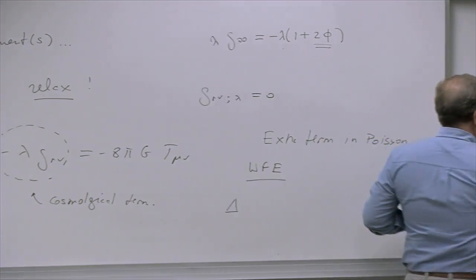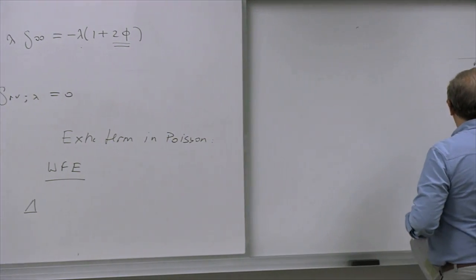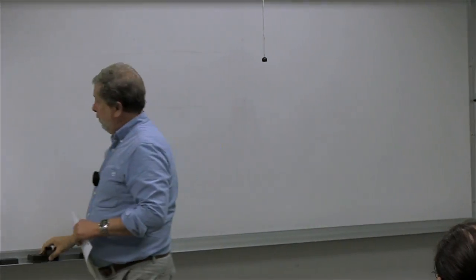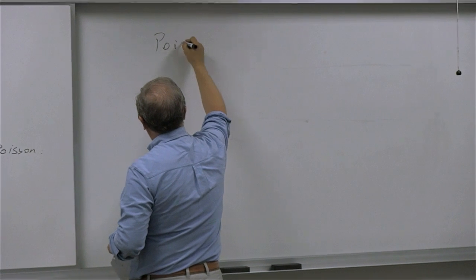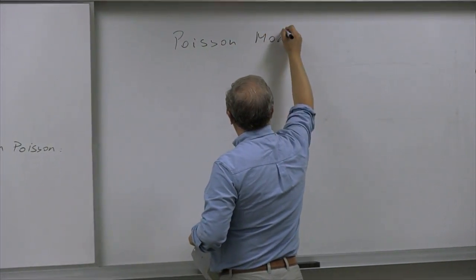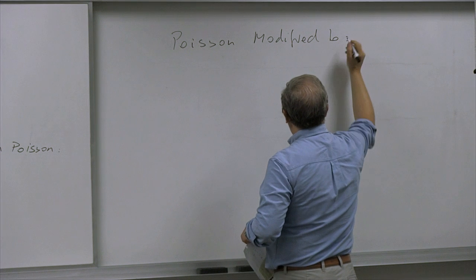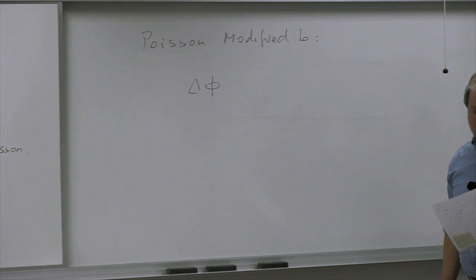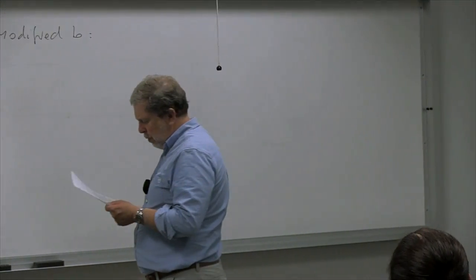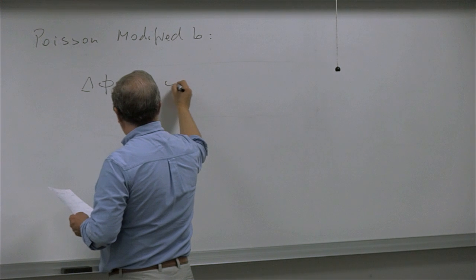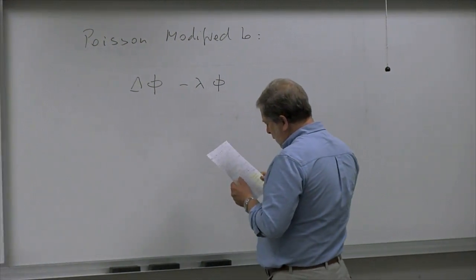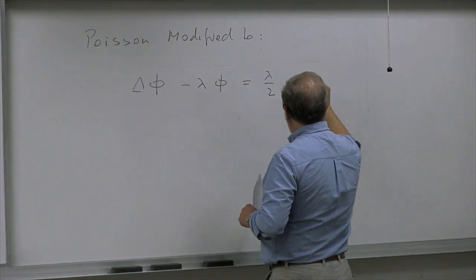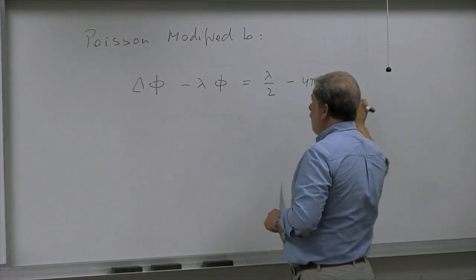And then you find that in that limit the Poisson equation becomes, let me write it over on this blackboard because it needs a little bit more space. The Poisson equation is modified too. There are extra terms. First of all, of course, we have the Laplacian term. That's not going to go away, right? And we also have the source term, which is 4 pi times rho, right? But we have a new term, which is lambda times phi. And this is equal to lambda over 2 minus 4 pi G times rho, right?